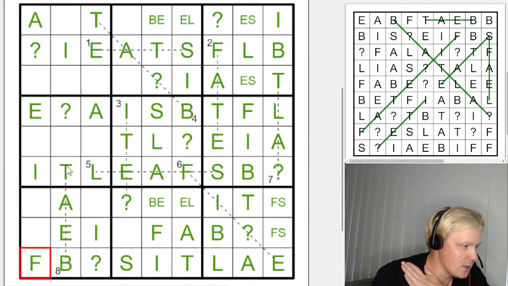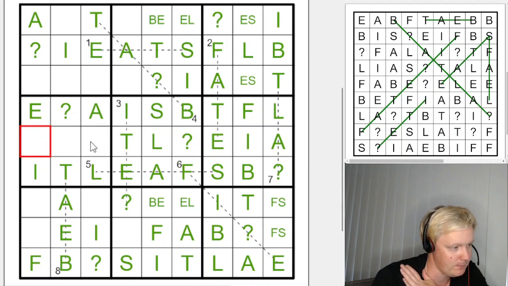Now, does this F do anything with these? F can still be one of these. And we needed BFS. So B is ruled out from this. F is ruled out from this. But this can still be anything.